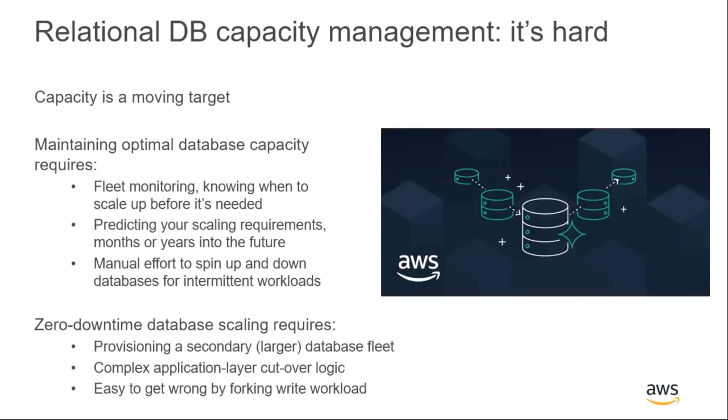Okay, so with that, let's start with Amazon Aurora, talk about that a little bit, and then talk about Amazon DynamoDB next. So let's start with relational databases. And as we've been saying, capacity management is hard. It's a moving target. It changes over time. It's sometimes unpredictable.